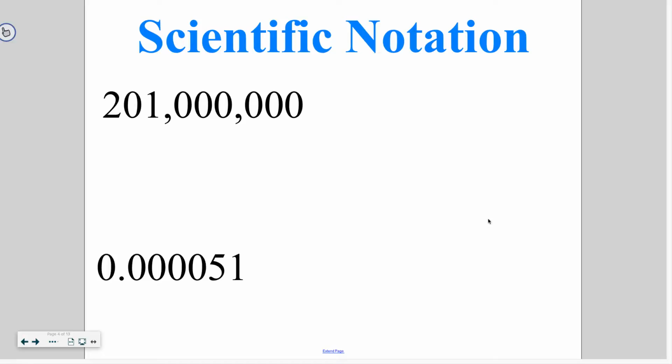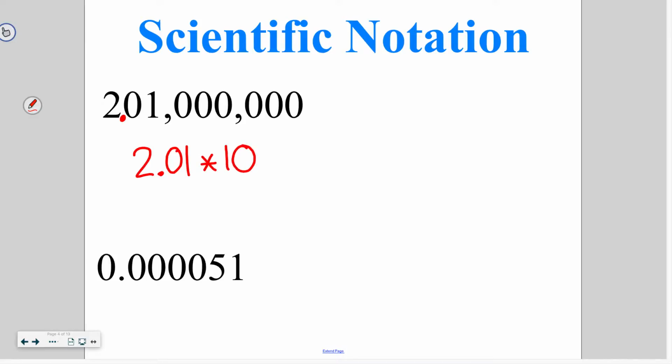So, for example, we've got our first number, which is 201 million. Our first job is to find a place to put the decimal so that our number is between 1 and 10. If I look at a place to put the decimal, I can put it right here, and that's going to give me a number of 2.01. We don't care about the rest of these zeros. We'll get to that in a second. But our number here is 2.01. That's between 1 and 10. So we're going to say times 10.